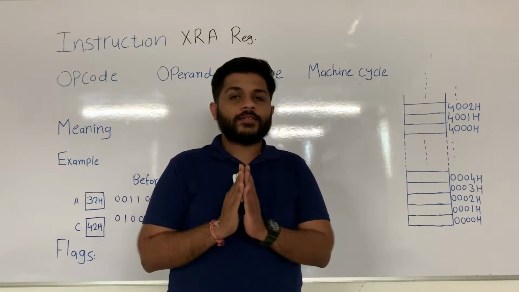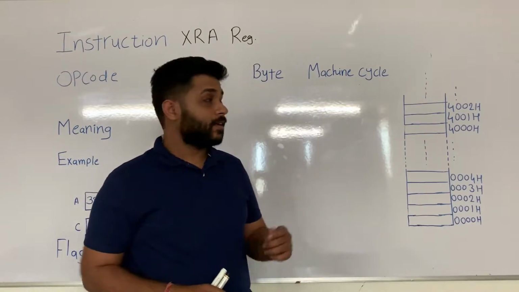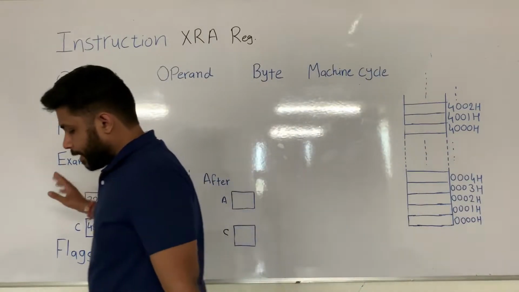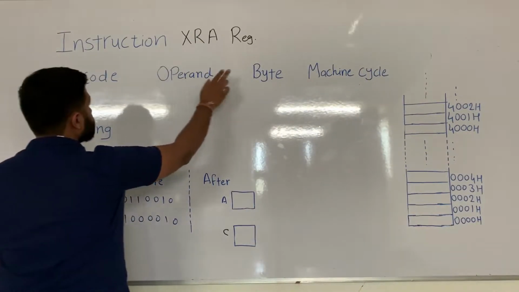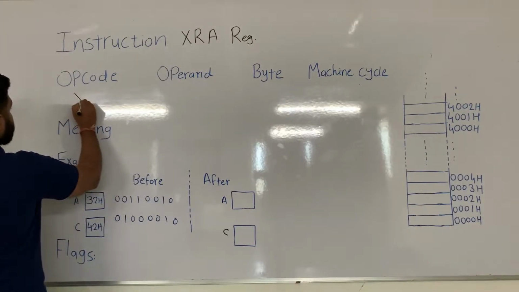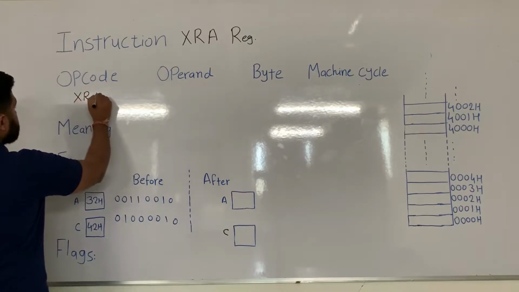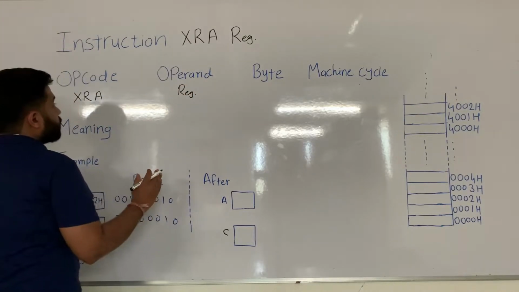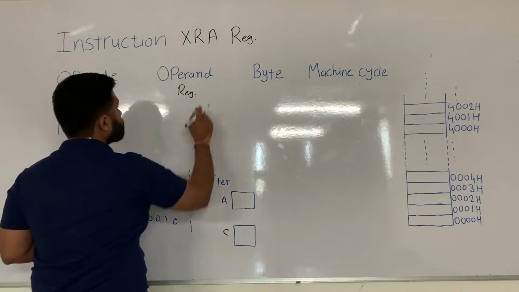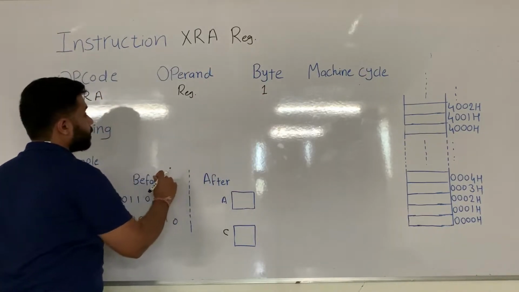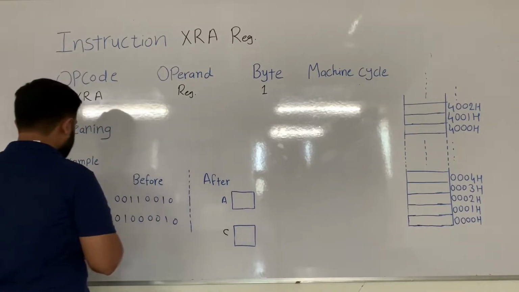Now let's see the next instruction, that is XRL register. As you know, in the instruction the first part is the opcode. So the opcode is XRL and the remaining part is the operand, that is register. After that, this instruction contains no data. It means this instruction is of only one byte. Machine cycle we are going to see a bit later.